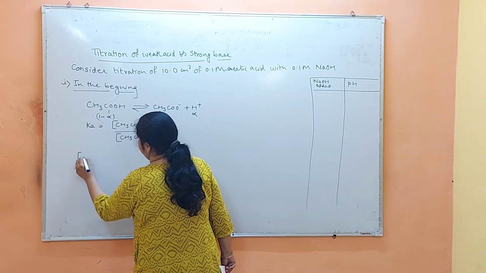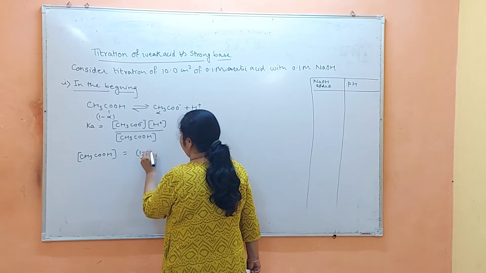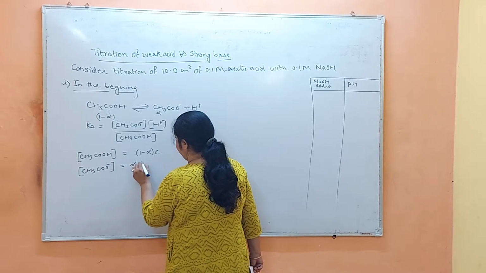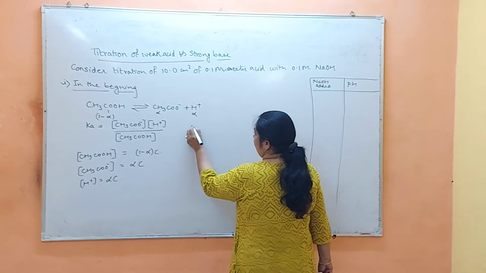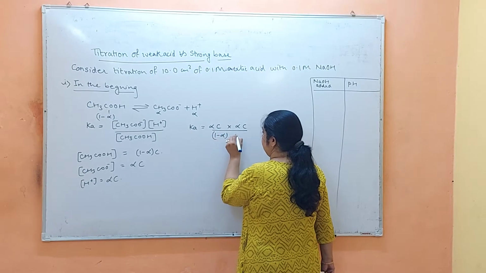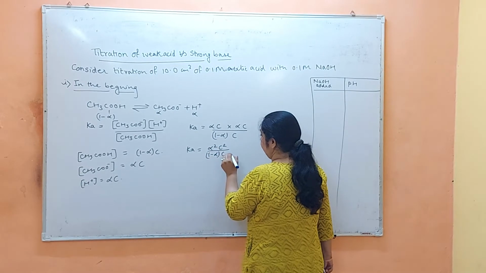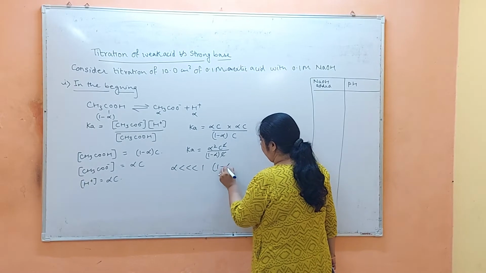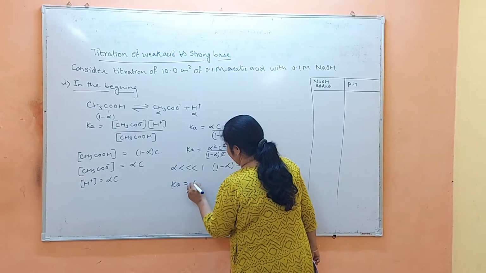So seeing at the concentration, CH3COOH will be what? 1 minus alpha into C. Then CH3COO- will have alpha C and H+ will also be alpha C. So putting in this Ka equation, Ka will be equal to alpha C into alpha C upon 1 minus alpha into C. So this will come out to be alpha square C square upon 1 minus alpha into C. Now see, you can cancel this C. Alpha is much less than 1, so 1 minus alpha will be equivalent to, you can say, 1. So Ka comes out to be alpha square C.